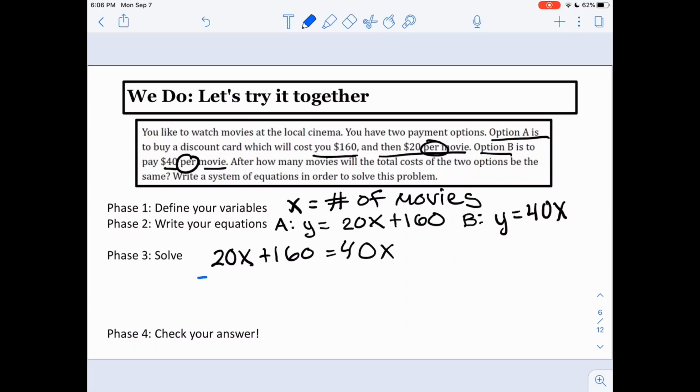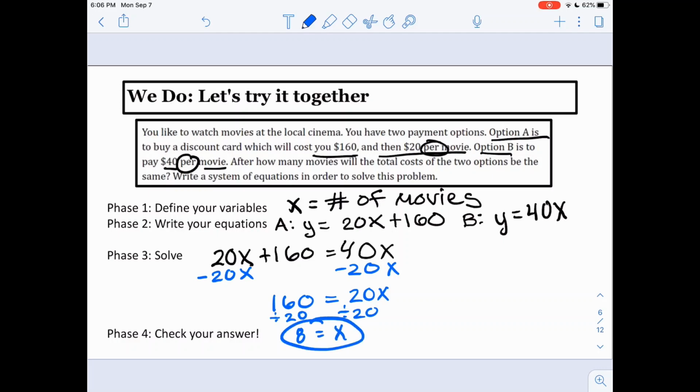Let's begin solving. We're going to subtract 20x from both sides. We're going to divide both sides by 20. And then we see that x equals 8. 8 would mean the two plans are equal to each other after watching 8 movies.